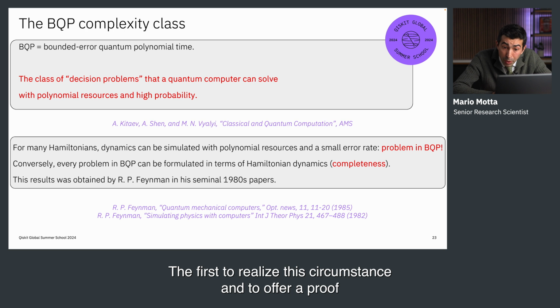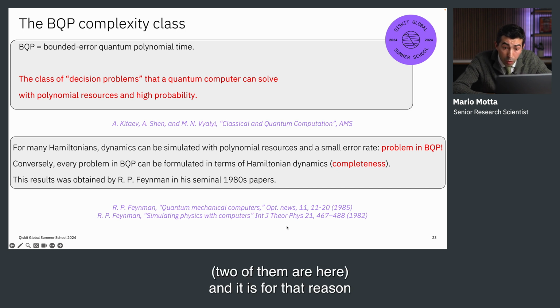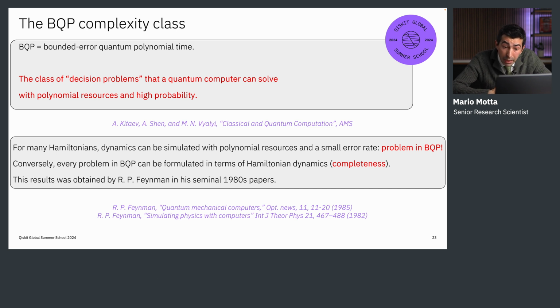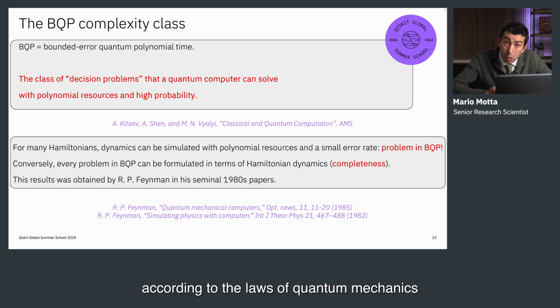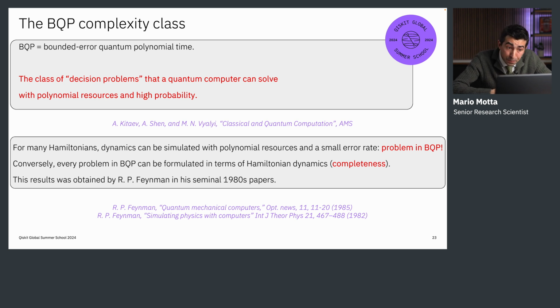The first to realize this circumstance and to offer a proof was Feynman in his seminal 1980s papers. Two of them are here. And it is for that reason that quantum computers are sometimes presented as Feynman's vision, the vision to use a device operating according to the laws of quantum mechanics to simulate the dynamics of, for example, a many-body Hamiltonian.